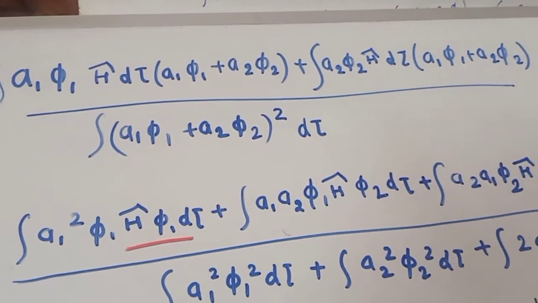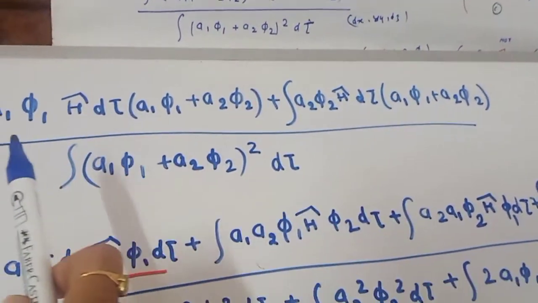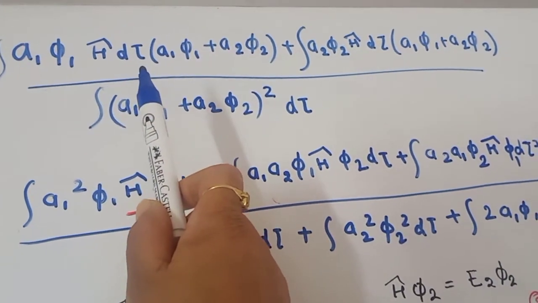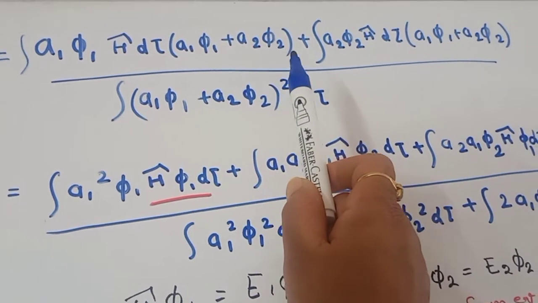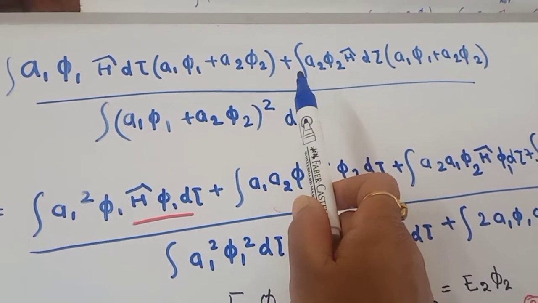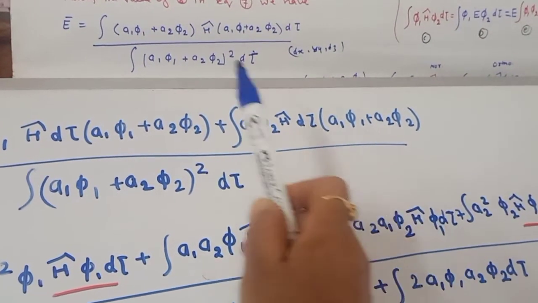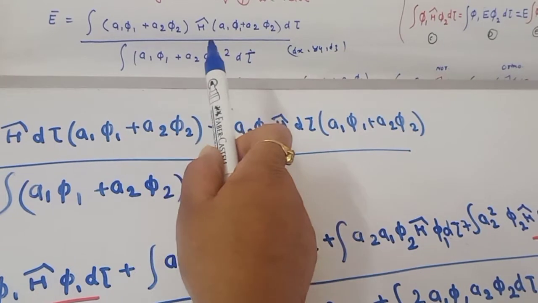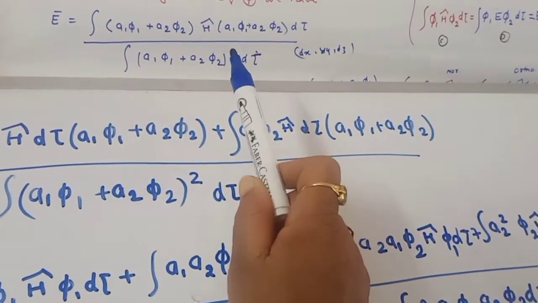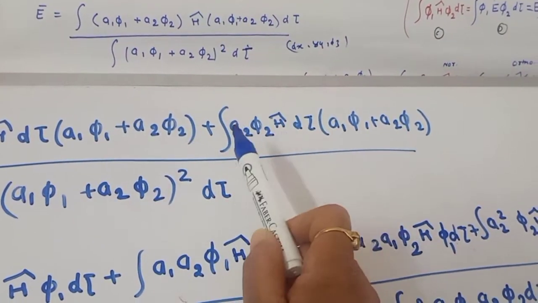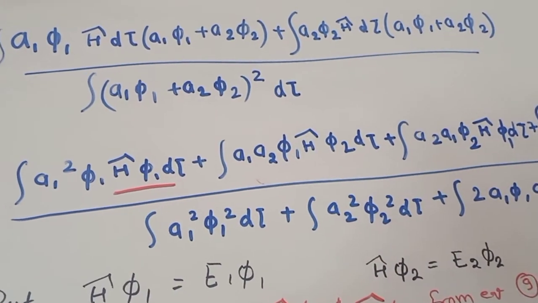Now you can see when we have taken a1 phi 1 h caps d tau, the first term, it multiplies with a1 phi 1 plus a2 phi 2. Similarly, we will write for the second part also: a2 phi 2 h caps d tau will multiply with this term. Is it clear? First we take a1 phi 1 h caps d tau multiplication with this term, and similarly the second term, a2 phi 2 h caps d tau, will multiply this term. Now let us see the solution.